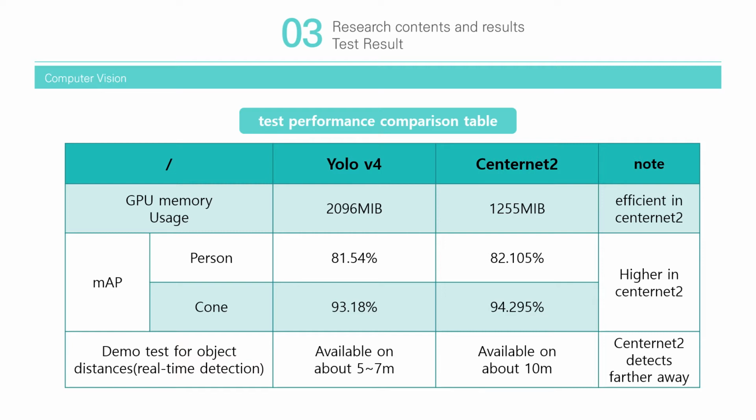For mAP value, we can see that CenterNet2 is higher than YOLOv4 in both person and cone class. Especially in demo test, YOLOv4 detected a person and cone at about 5 to 7 meters. In contrast, CenterNet2 detected a cone at more than 10 meters, and in case of person class, it can recognize even farther away.